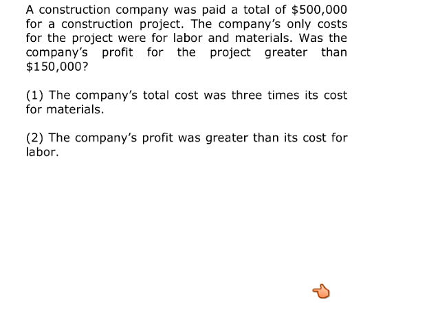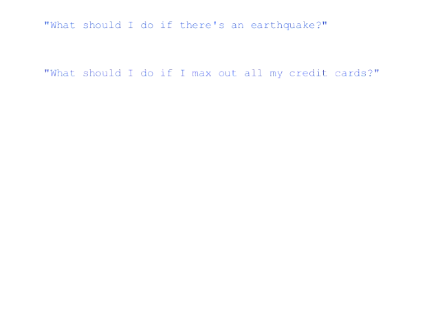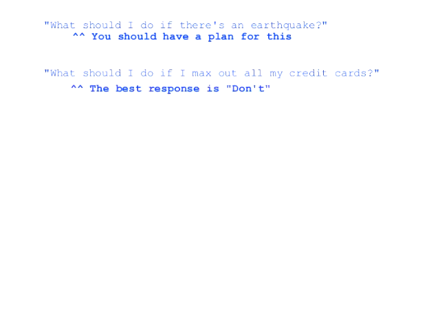Let me make stupid analogies for this. Here are two kinds of things that people might make contingency plans for in life. People ask questions like, what should I do if there's an earthquake? People should say, what should I do if I max out all my credit cards? Okay, these are not the same, right? This is worth making a plan for. This, though, the best response to this second question is just don't do that. Because this is under your control.